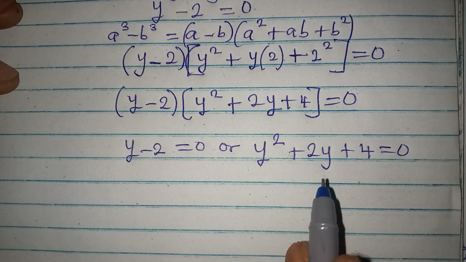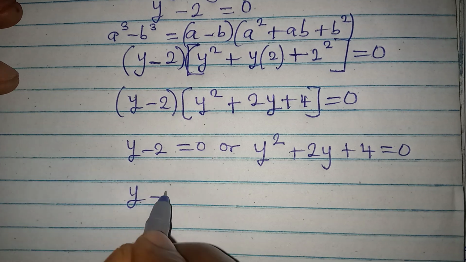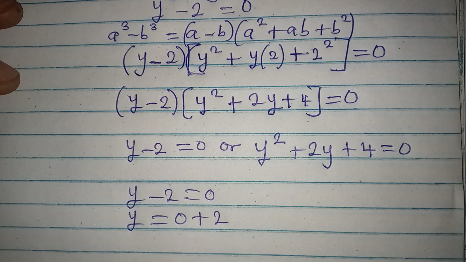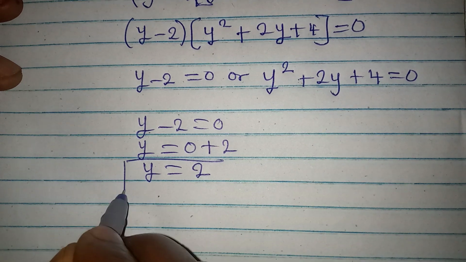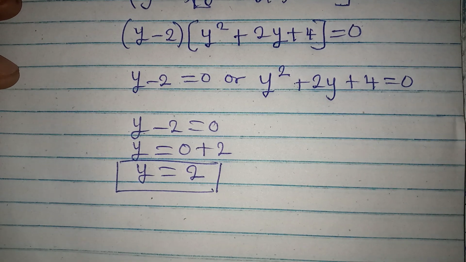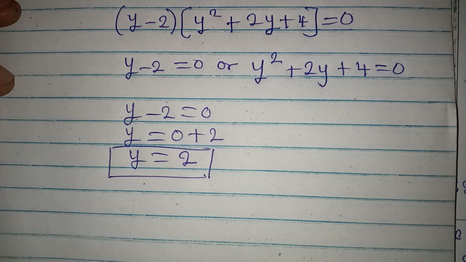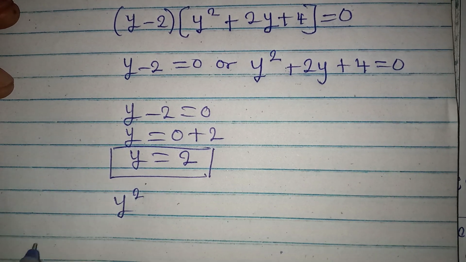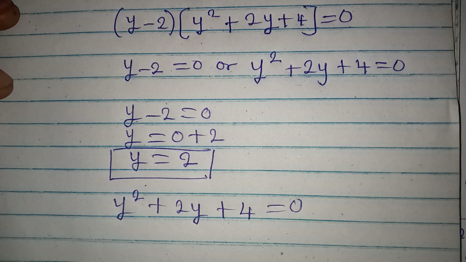So that from here, we can deal with this separately. Picking this linear equation, y minus 2 equals 0, y is equal to 0 plus 2, and then y is equal to 2. This becomes the first value of y. And then to get the other values of y, since we are solving it completely, we will pick this quadratic equation where we had y squared plus 2y plus 4 equal to 0.